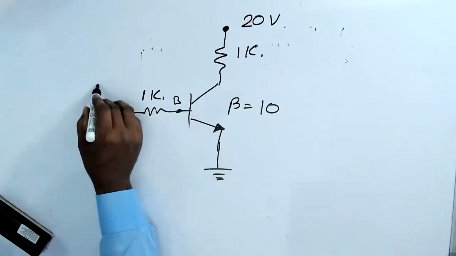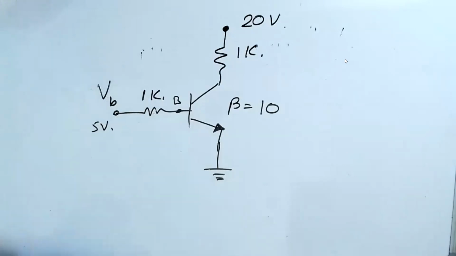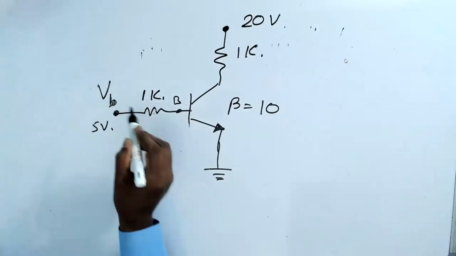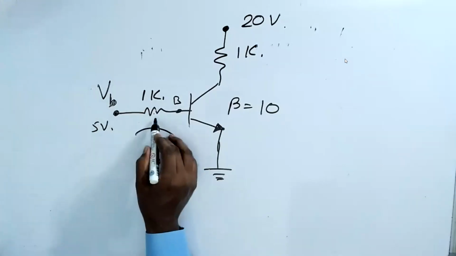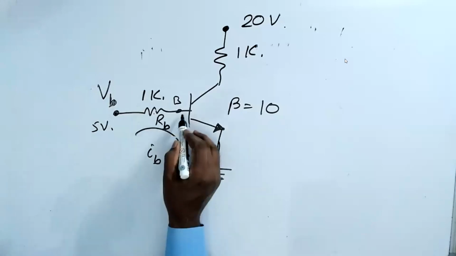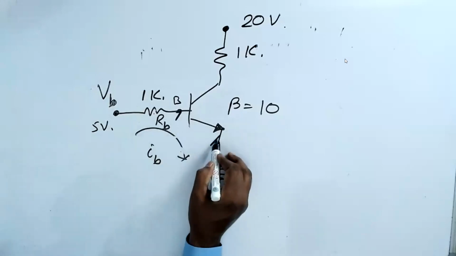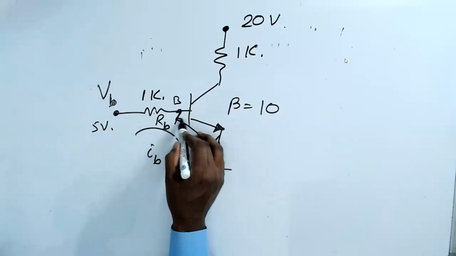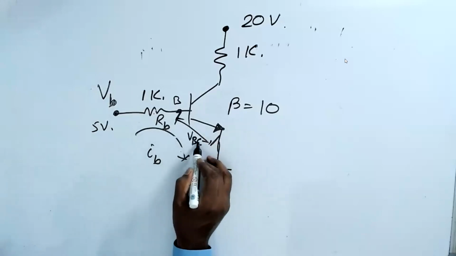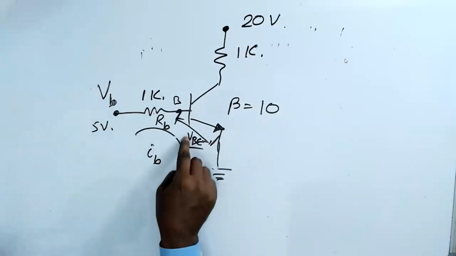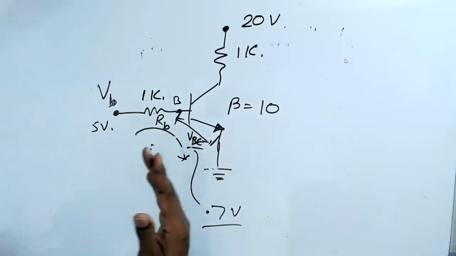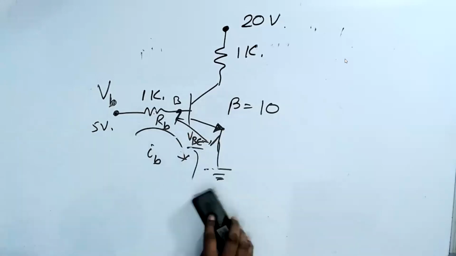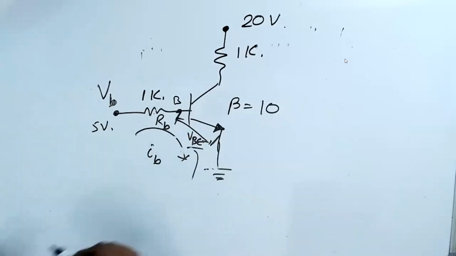This is called VB, voltage at base, VB. This is called IB, base current. This is called RB. This voltage, that 0.7, we call VBE. That is voltage between base and emitter. That's actually 0.7 volt in silicon. In germanium, that is 0.2 volts. Now, you need to calculate IB first.